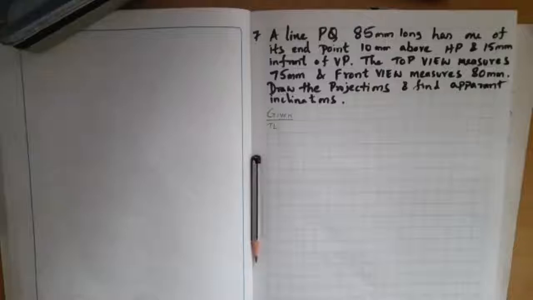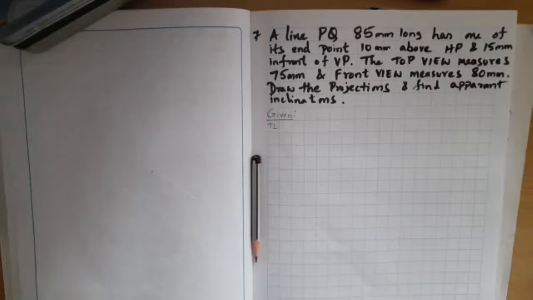To the next problem. A line PQ 85 mm long has one of its endpoints 10 mm above HP and 15 mm in front of VP. One endpoint condition is given and the true length is given here. When the statement says a line PQ 85 mm long has one of its endpoints, obviously 85 mm is the true length given.